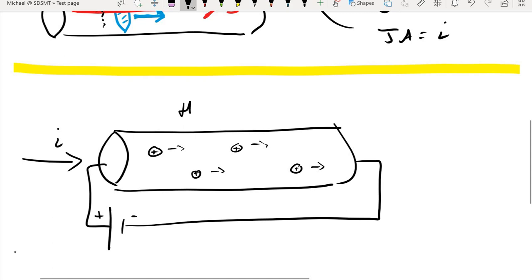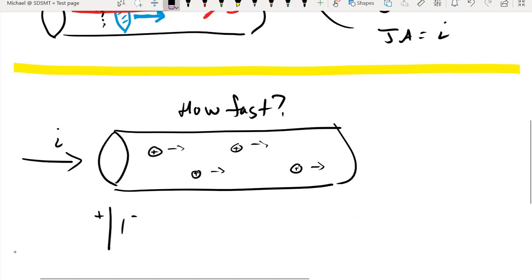But how fast are these charges going to be moving through that material? And if we disconnect the battery, the first question that I'll pose is, well, without the battery there to provide the potential, will those charges move? And the answer is yes, they will move.